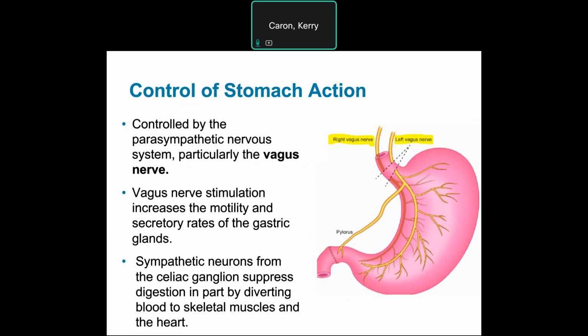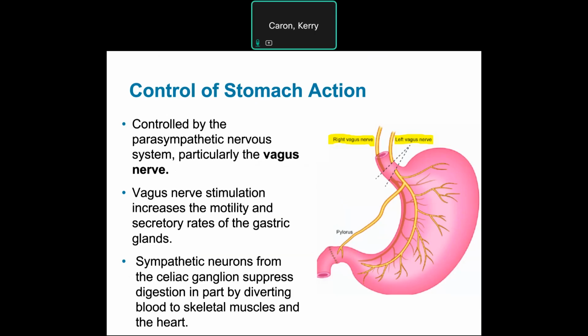The vagus nerve stimulates and increases the motility and secretory rates of the gastric glands. So it's going to say, how fast do you move? How much secretion do you do? When we have sympathetic neurons, so if there is a fight or flight response, the celiac ganglion suppresses digestion.